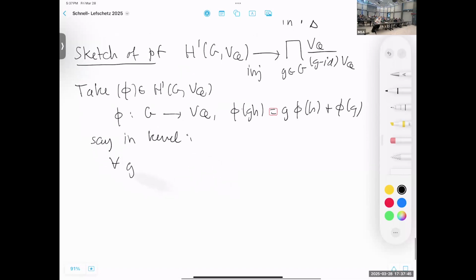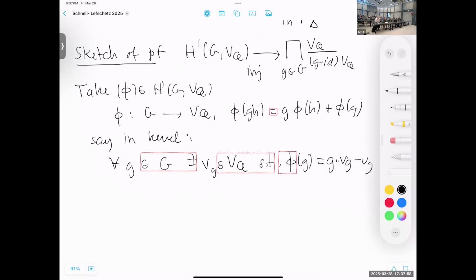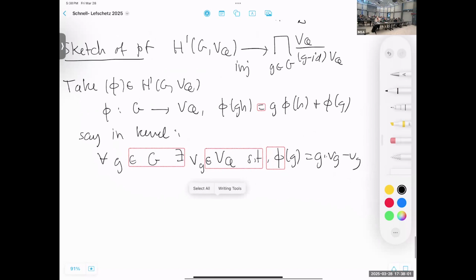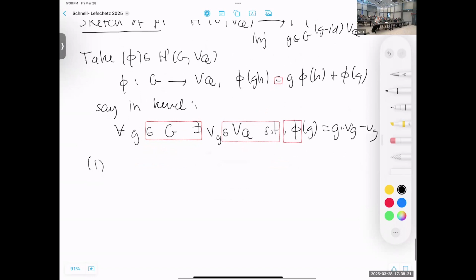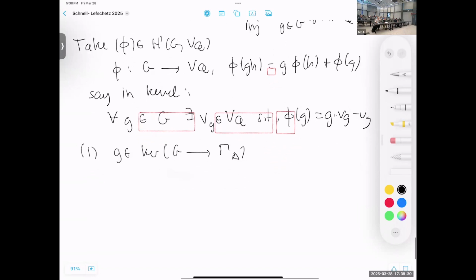Okay, so this means that for every g in G, there is some element v_g that depends on g, such that phi of g is g times v_g minus v_g, right? That's what it means to be in the kernel. What I have to show, to show that it's 0, is that there's one element that I can choose that works for all of the g's at the same time. Okay, so being in the kernel of this is saying for every group element, there's a separate vector, and I have to find one vector that works for all of them. Okay, so then the first thing is, if this element g is in the kernel of the map from G to the monodromy group, right, this means that it acts trivially.